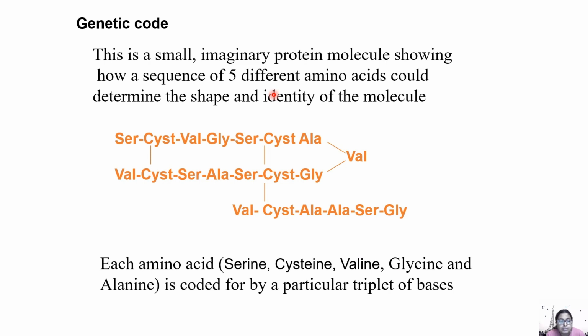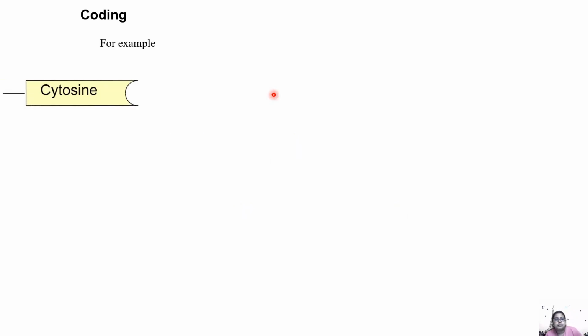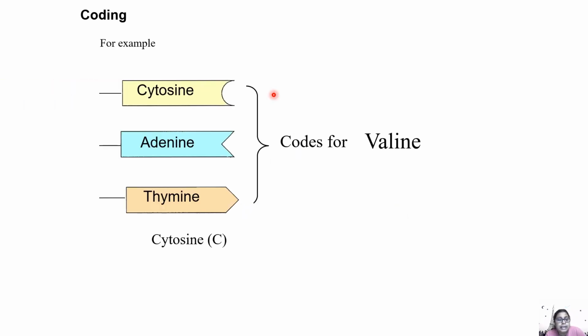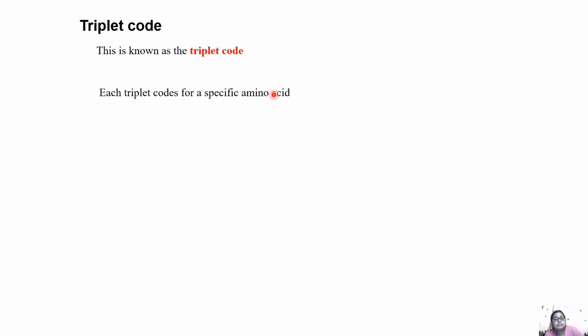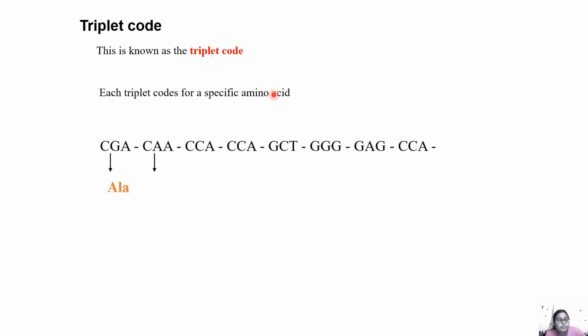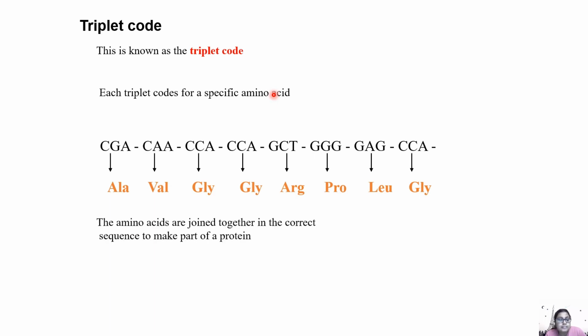Okay. So each amino acid is coded by a particular triplet of bases. For example, cytosine, adenine, and thymine code for valine, but cytosine, guanine, and adenine code for alanine. So this is the triplet code, and each triplet codes for a specific amino acid. This will give rise to alanine, the second will give rise to valine, glycine, then arginine, proline, leucine, glycine. The amino acids are joined together in correct sequence to make a protein.